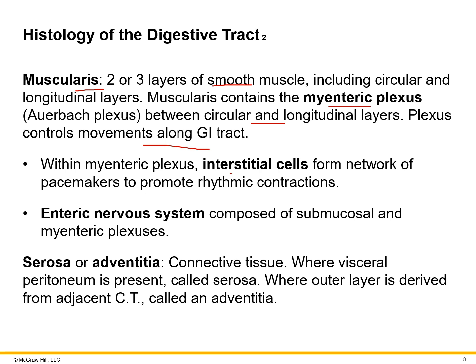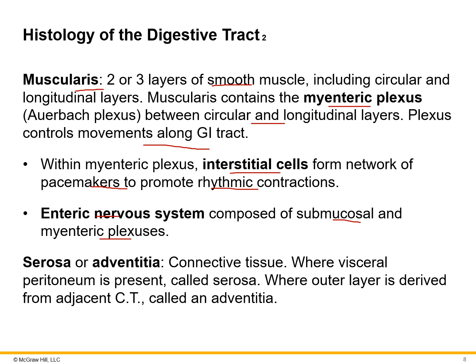So within that plexus, though, there are what are called interstitial cells. They form a network of pacemakers that help with rhythmic contraction. So again, as we think about it moving in waves, not just a continuous movement, there's rhythmic contraction that pushes and propels the food through. And then again, as I mentioned, the enteric nervous system is just the submucosal and the myenteric plexus that contain those neurons that help with contraction, as well as the release and secretions from the system.